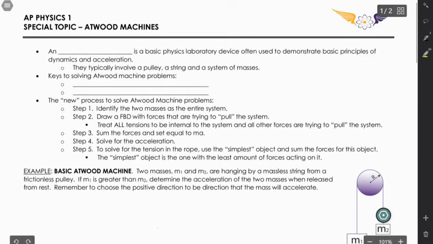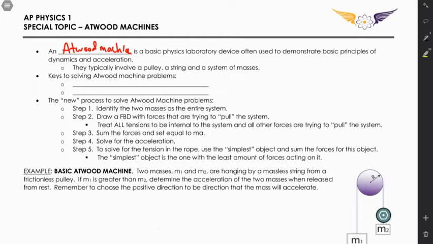All right, so an Atwood machine, right? We talked about what these were. It is a basic physics laboratory device often used to show or to demonstrate basic principles of dynamics and acceleration.